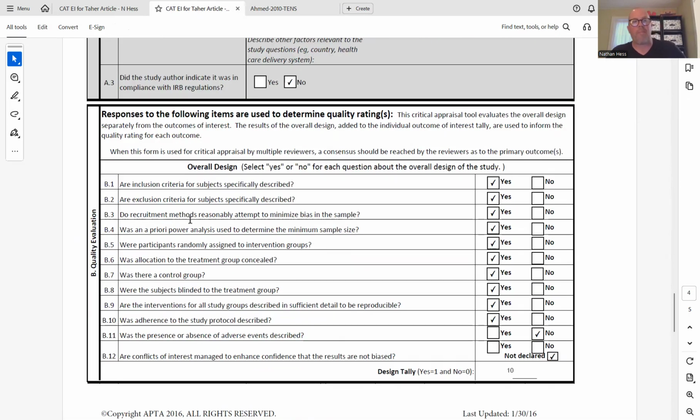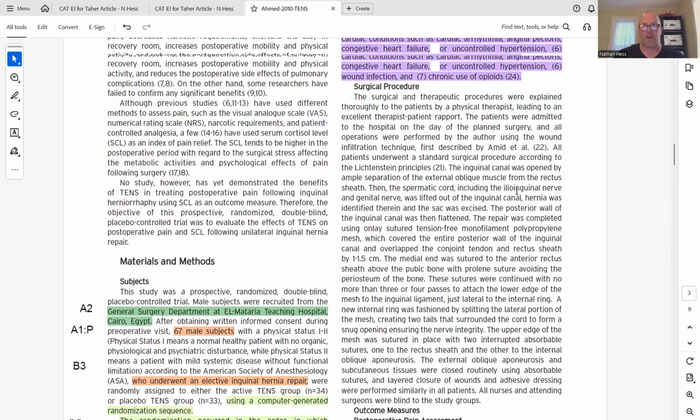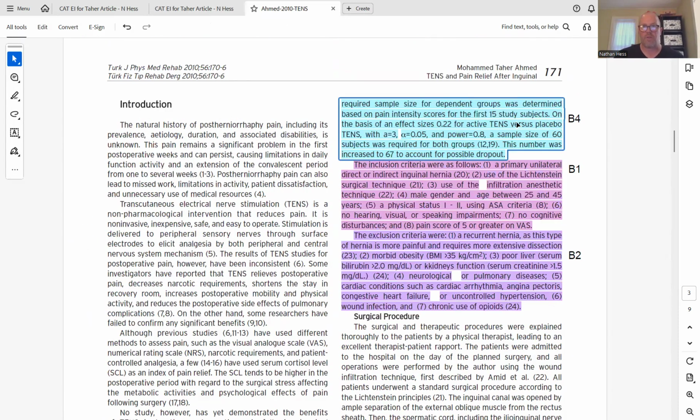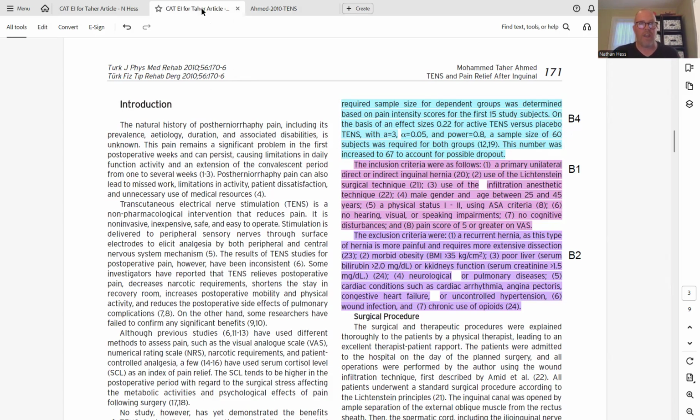B4 was an a priori power analysis used to determine the minimum sample size. If you look at the article right here, they run through. Here's what we need to do in order to get a 60 sample, like 60 subjects is what we needed to get a good power rating. In other words, will we have enough people to run good statistics on? That's what really this a priori power analysis is.